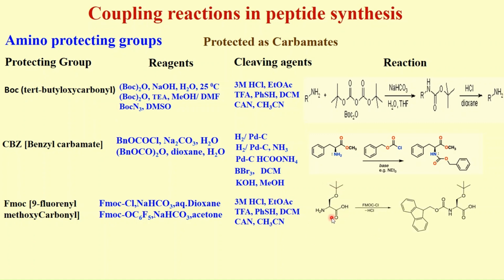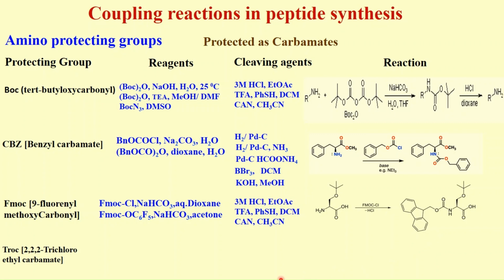I have the amino acid in which the amino group is there. I treat with 9-fluorenylmethoxycarbonyl chloride. This is the fluorenyl group. This is the methyloxy group attached to the amino group of the amino acid through the carbonyl. I'll get FMOC protection.